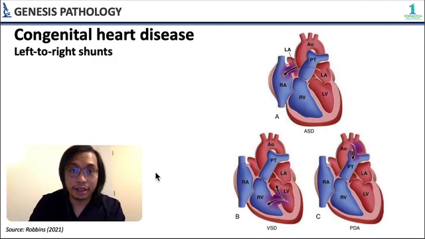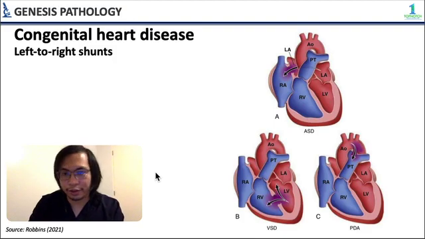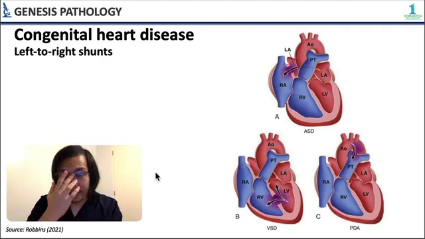So, left to right shunts: of course, we have many examples of congenital heart disease that can cause left to right shunting. Particular examples would be ASD, VSD, and PDA. ASD stands for atrial septal defect. VSD stands for ventricular septal defect. PDA stands for patent ductus arteriosus. Not shown in the image is your patent foramen ovale.